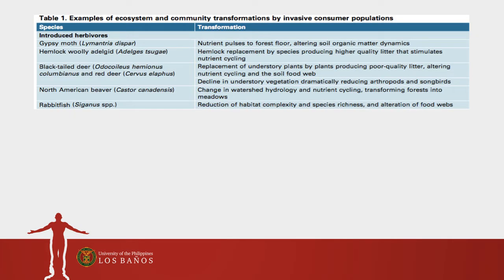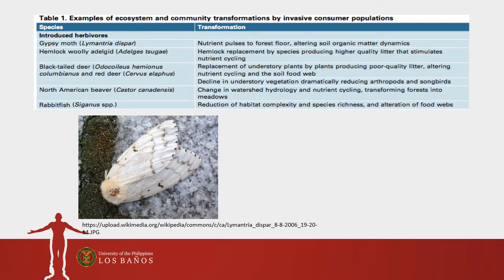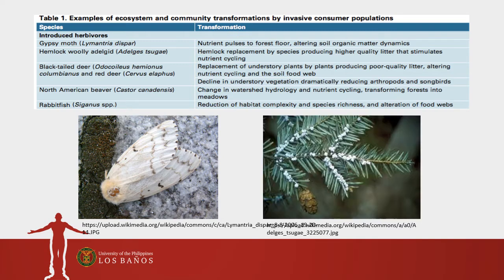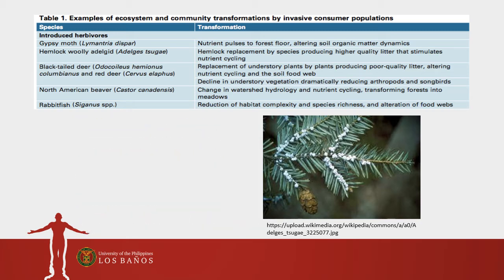This table shows how invasive herbivore species modify ecosystems by causing plant mortalities. Gypsy moth larvae are voracious foliage eaters and later affect soil organic matter dynamics. The woolly adelgid feeds by sucking sap from the hemlock, which eventually leads to death 4 to 10 years after infestation. Hemlock replacement by other species stimulates nutrient cycling rapidly, impacting the carbon cycle in hemlock tree stands.